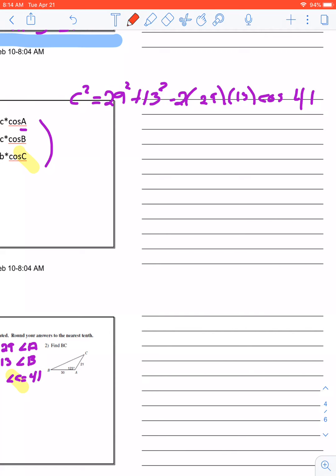Order of operations, I do my exponents first. So I'm going to do 29 squared and add 13 squared, and I get 1010. So C squared equals 1010 minus, and then I multiply 2 times 29 times 13, which gives me 754.